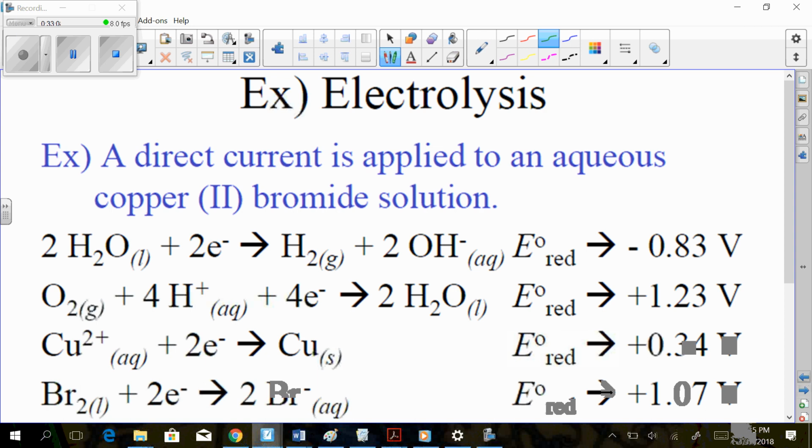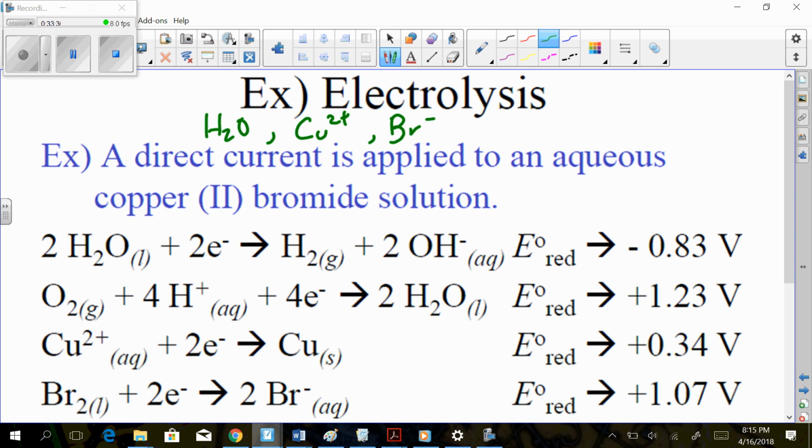We have electrolysis of a copper II bromide solution. In that bucket, we have three different species. We have water, since it's dissolved in water, and water can react. We have the copper 2 ion. We also have the bromide ion.